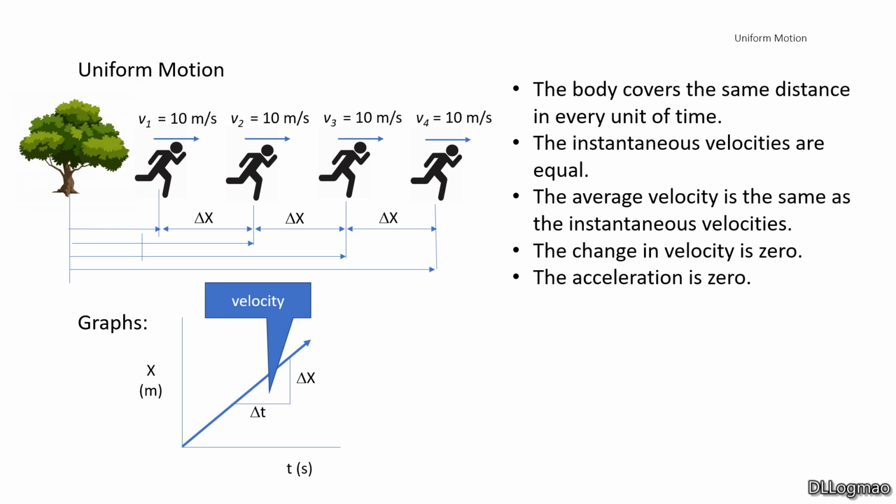How about the graph of velocity versus time? The graph line is a horizontal line graph. A horizontal line graph has 0 slope. The slope of velocity versus time graph is equal to the acceleration of the body, which is 0.